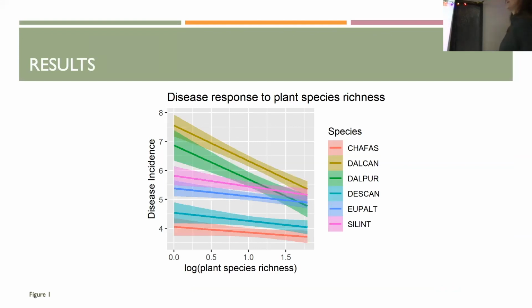So our results showed a really nice trend, showing that downward trend, that as plant species richness is increasing, the disease is decreasing. And this figure is showing our overlapping data from 2021 and 2022. So we saw this trend in 6 species between those 2 years. And also I would like to note that we didn't see this trend in the grasses. We mainly saw this in the composites and the legumes.